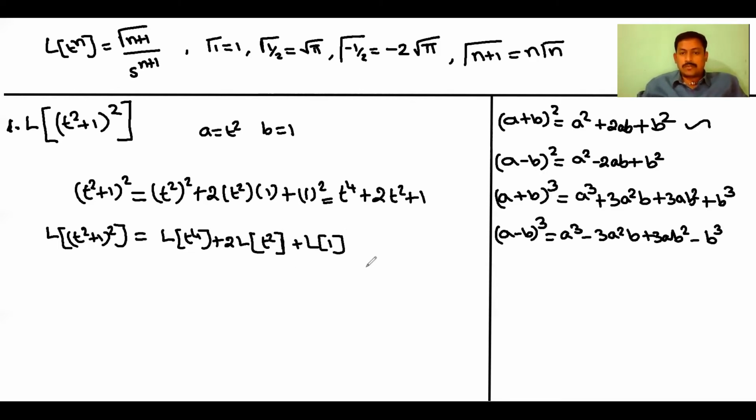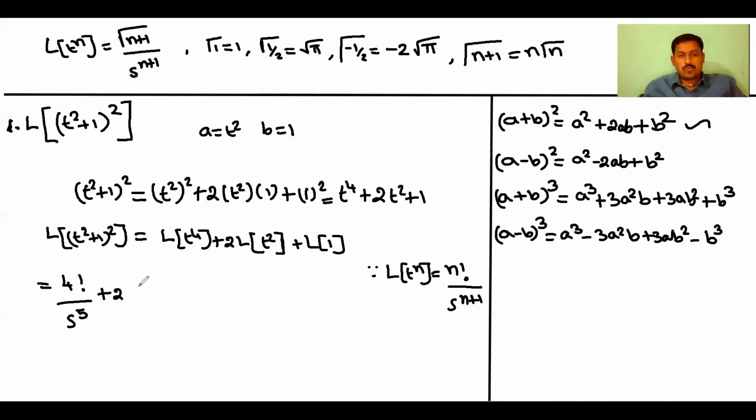So we know that L of t power n, where n is an integer, we can write the term as n factorial divided by s power n plus 1, is the formula. Applying that, we will get the answer as 4 factorial divided by s power 4 plus 1 is 5, plus 2 into, n value is 2 here, 2 factorial divided by s power 2 plus 1 is 3. L of 1 looks like k by s, that is 1 by s here. If you want, you can simplify this.